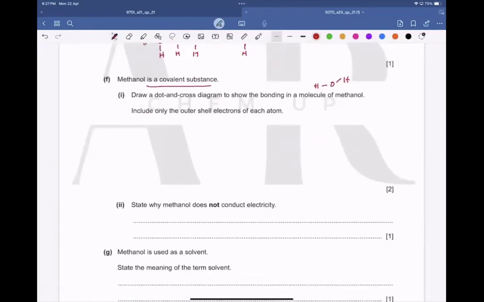Methanol is a covalent substance. Draw a dot and cross diagram to show the bonding in the molecule of methanol. Include only the outer shell's electrons of each atom. Okay, you have to draw dot and cross, right? So if you recall, methanol is like this: a carbon has an OH and 3 hydrogens bonded to it.